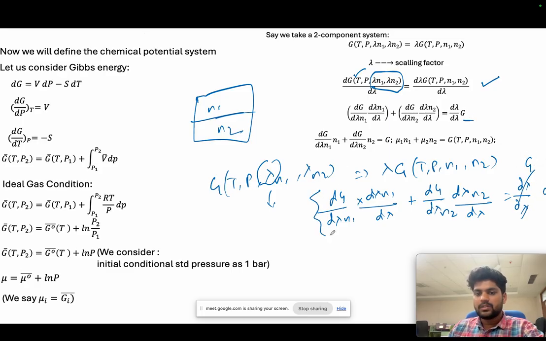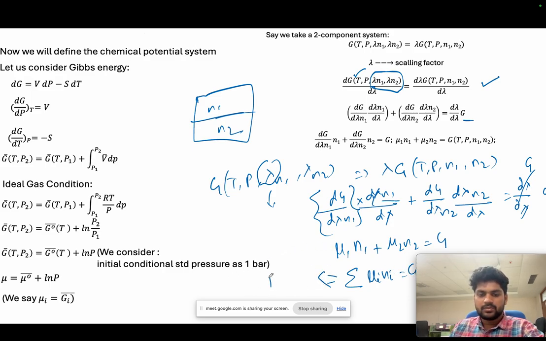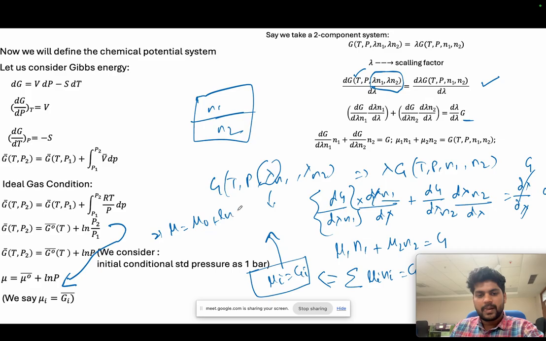We all know, from what we initially discussed, that this will be the chemical potential mu1. Since n1 is a constant value and lambda is a constant, n1 will come out. So it is mu1 n1 plus, again, mu2 n2 equal to G. So what I am saying is sigma mui ni equal to G, the total value, which gives rise to mui equal to Gi. That's why we convert this equation into this equation, and write the chemical potential as mu naught plus RT ln P.